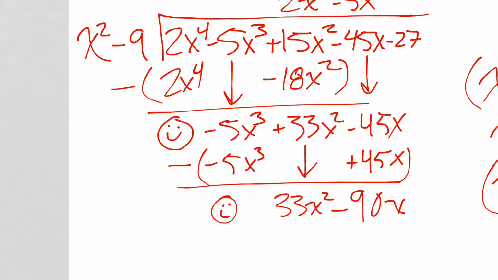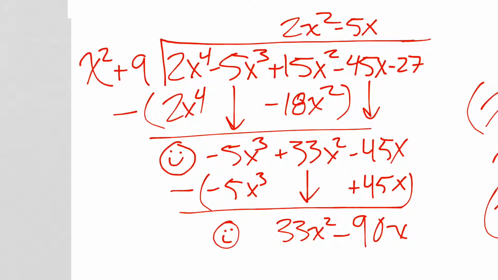negative 90x. And this is where Mr. Reed's like, wait, did I make a mistake? And I realized that I did make a mistake because we just said that we're dividing by x squared plus 9, not x squared minus 9. So we better fix some stuff real quick. 2x squared times a positive 9 is a positive 18x squared. So 15x squared minus 18x squared is actually a minus 3x squared. So this is a minus 3x squared.